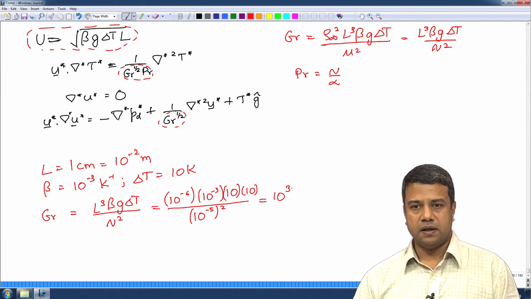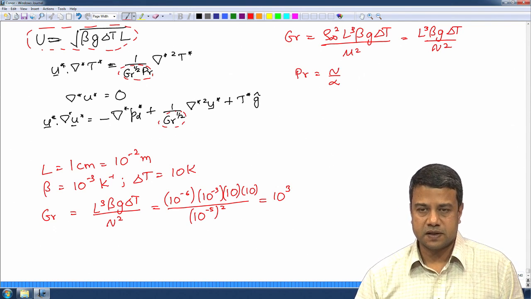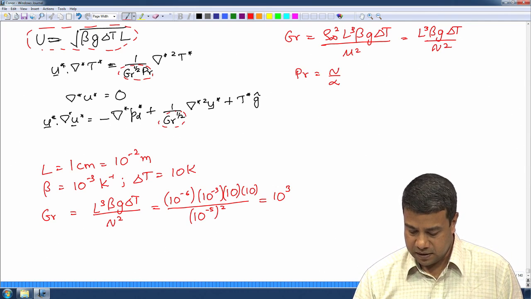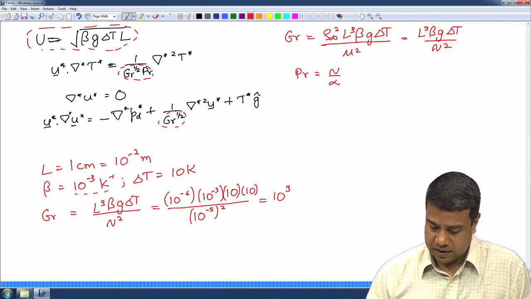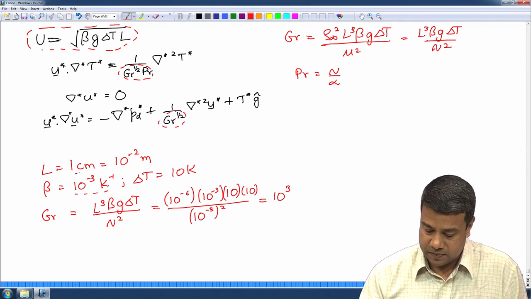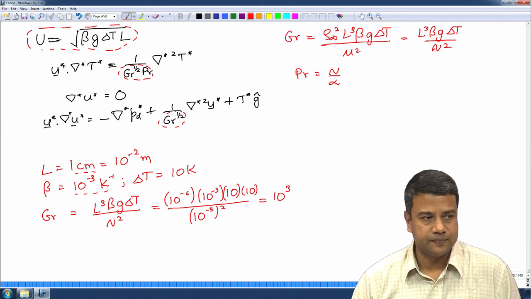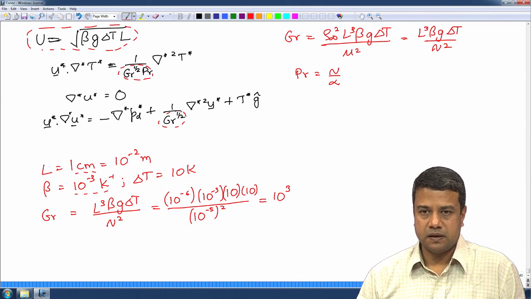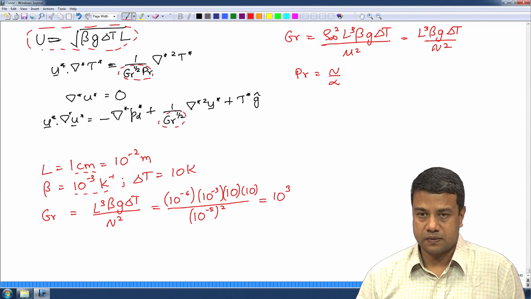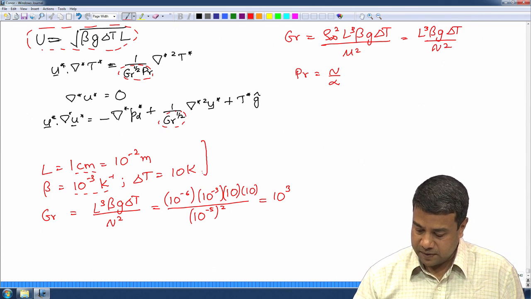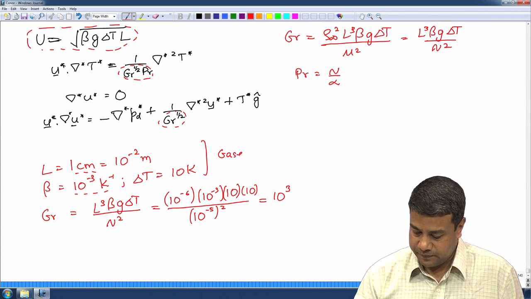Even when the temperature difference is small, of the order of only 10 Kelvin, the expansion coefficient is small, and the length scale is relatively small, of the order of a centimeter. The fact that you have the square of the kinematic viscosity in the denominator implies that the Grashof number is invariably going to be very high. So, these kinds of parameters are what are seen in gases.